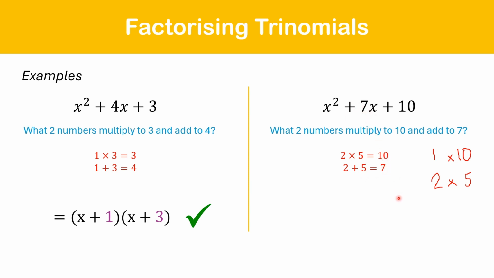And so just ask yourself, what is our factorised expression going to look like? Well, we're going to have x's at the start, aren't we? And then in the second position of each bracket, we're going to have the two numbers, 2 and 5. So it will look a bit like this. x and x at the start, and then 2 and 5 in the positions. Fantastic. So that one's correct.